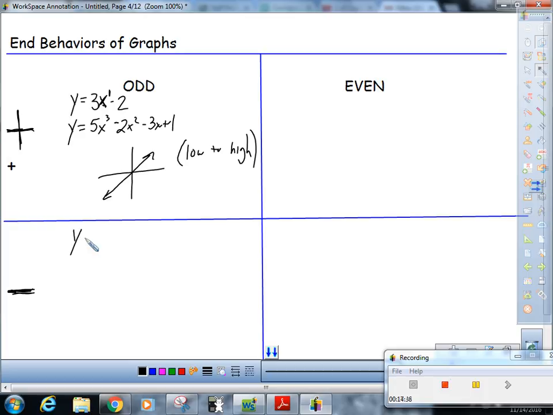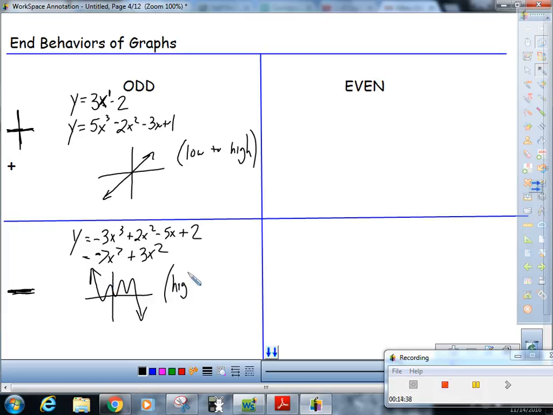When you have something like y equals negative 3x cubed plus 2x squared minus 5x plus 2, or y equals negative 7x to the 7th plus 3x squared. Now, these are odd, but they are negative. Do you see the difference between this category and this category? So what are these going to look like down here? These are going to start high and get funky and then finish low. So we will call this high to low. Okay?